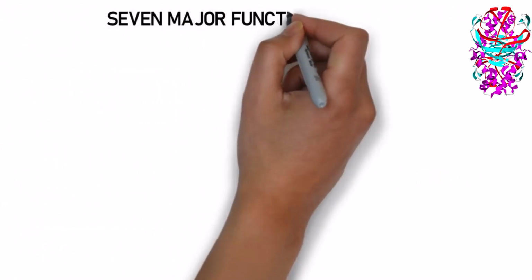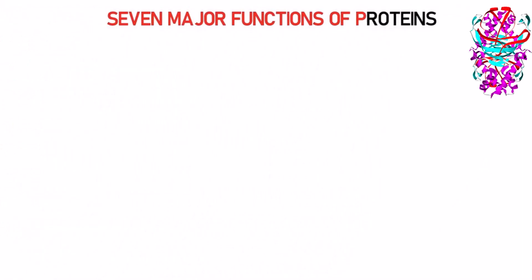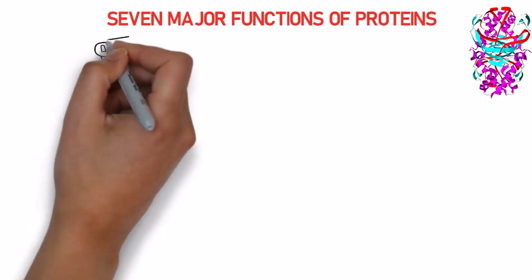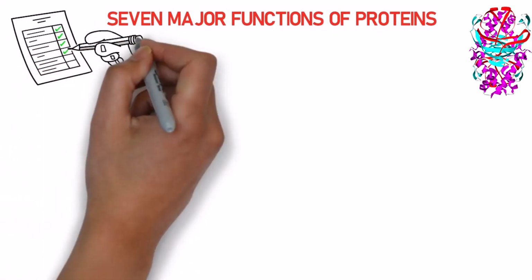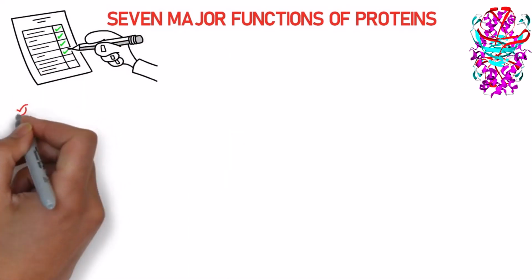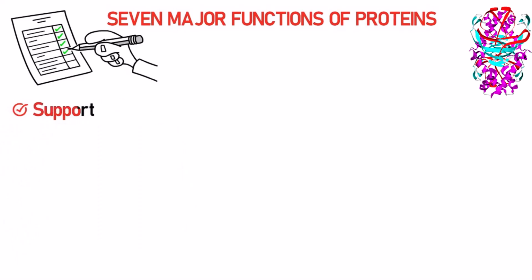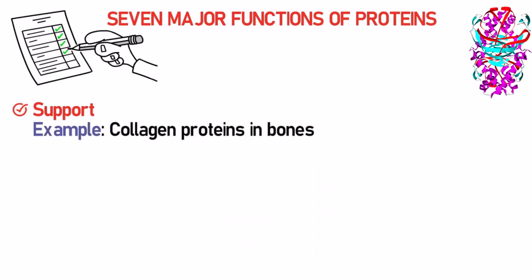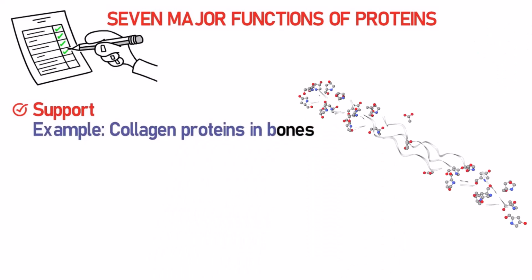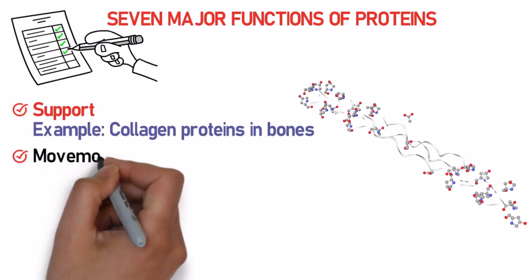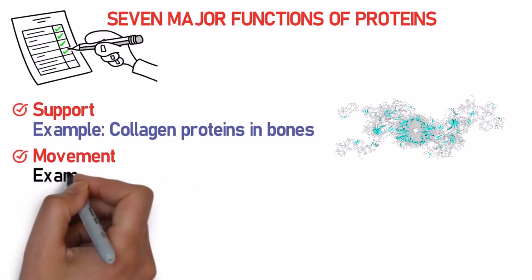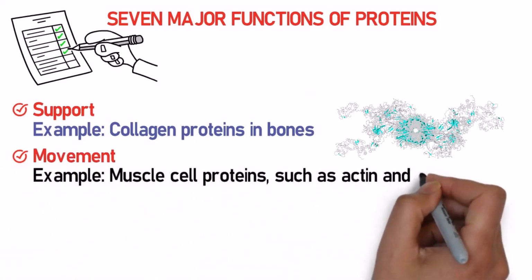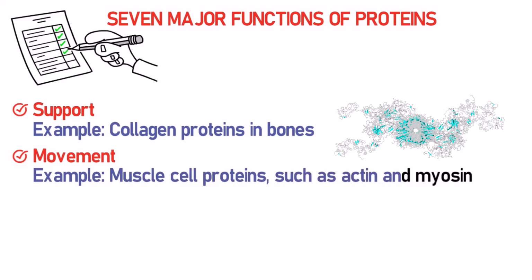There are 7 major functions of proteins in the human body, and many of the functions listed can be applied to all living organisms. Proteins are important for structural support. There are many different proteins embedded in our bones, muscles, and skin that provide us with support, such as collagen. There are also proteins that play a role in movement. Actin and myosin are muscle proteins that are vital in the contraction of skeletal muscle.